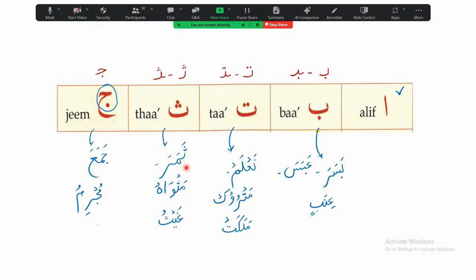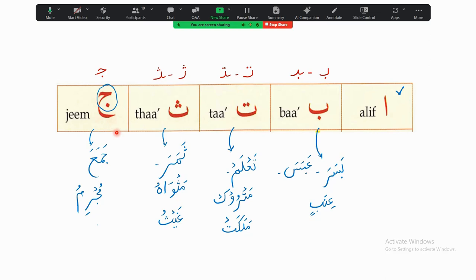This is how tha will look when it comes at the start of the word, and we say thamara. When tha comes in the middle, it will look like this, and the example is mathwahu. When tha comes at the end, it is as it is, and we say ghaythu. So let's see the next letter, which is the jim letter.